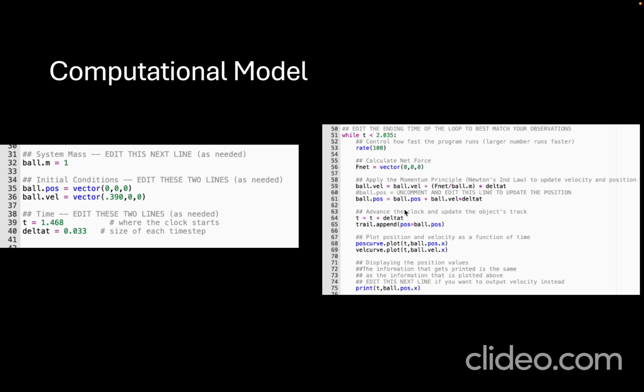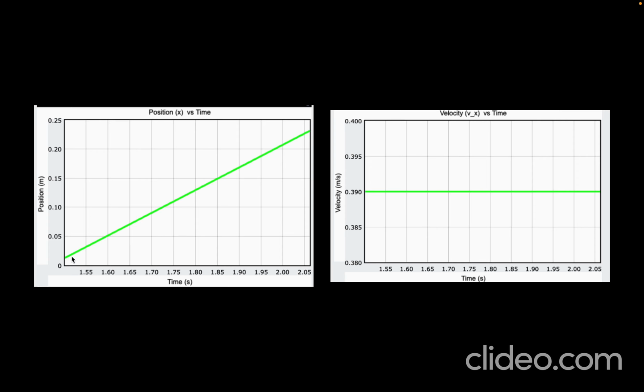This equation is going to help produce these graphs. We have position increasing at a constant rate, and the derivative of position is velocity, so that's why velocity is constant. And constant velocity proves that F net is 0.